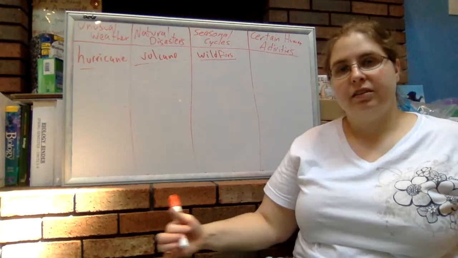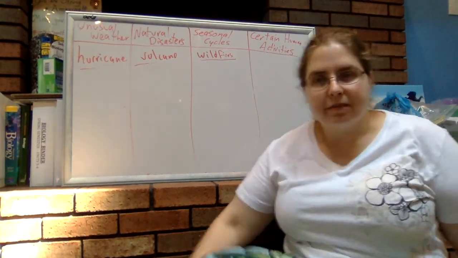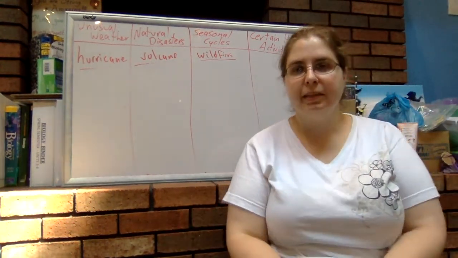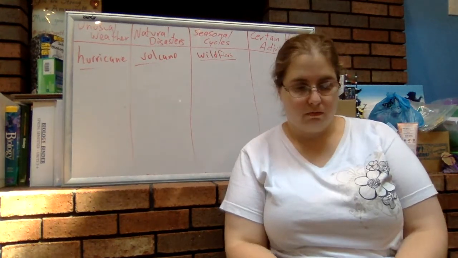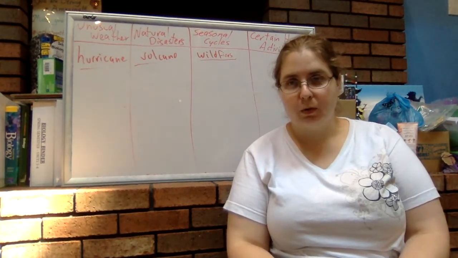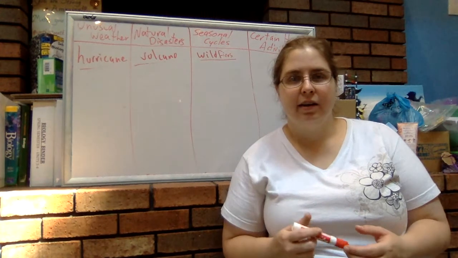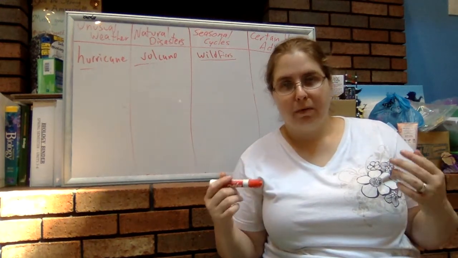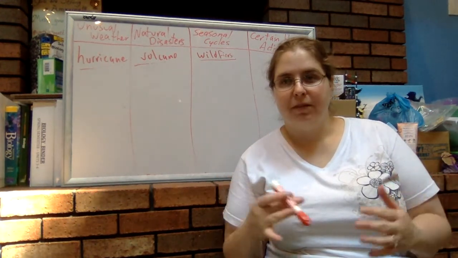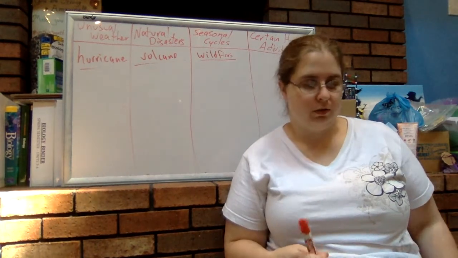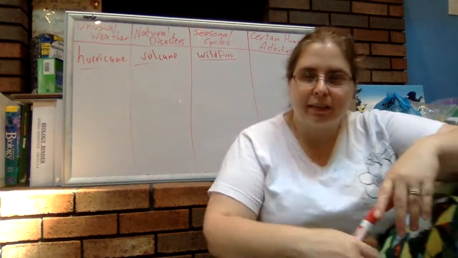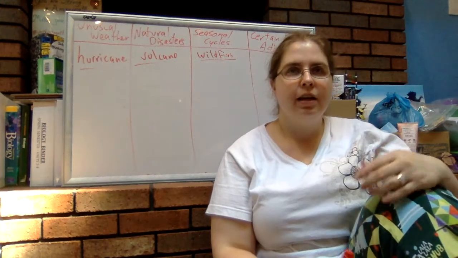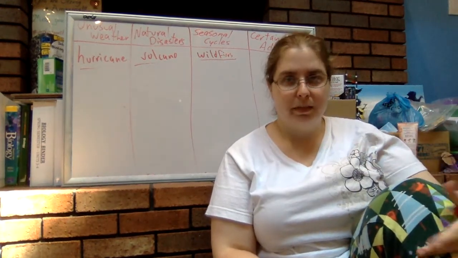So, today we're going to talk about density independent factors. These are a type of limiting factors. In our last video, we talked about density dependent, which meant that the size of the population would be affected. A population would be affected by a certain condition if it was a larger size population.